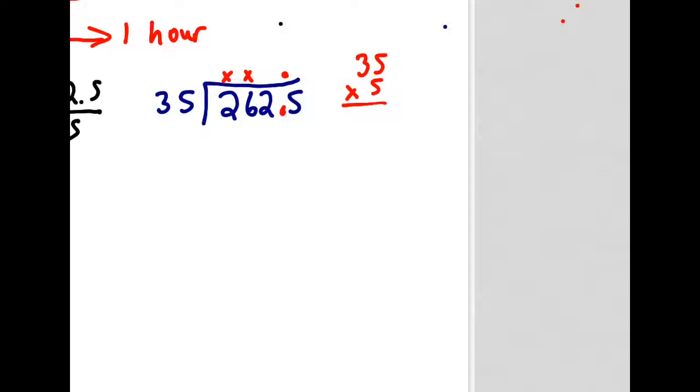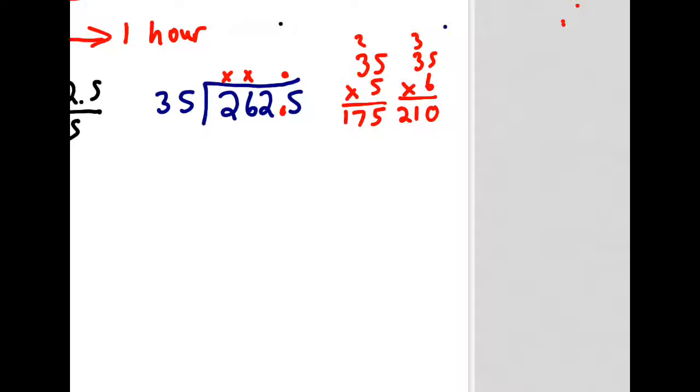So 5 times 5 is 25. Carry the 2. 5 times 3 is 15, plus 2 is 17. So that's not high enough because I know I need to get closer to 262. So I'm going to do 35 times 6. 6 times 5 is 30. 6 times 3 is 18, plus 3 is 21. So I'm up to 210.